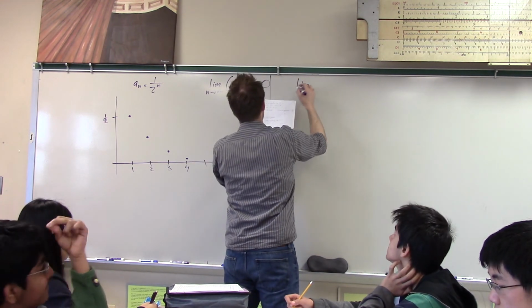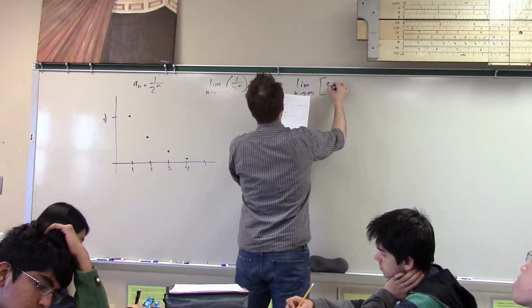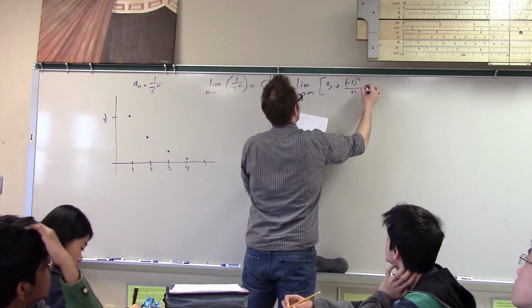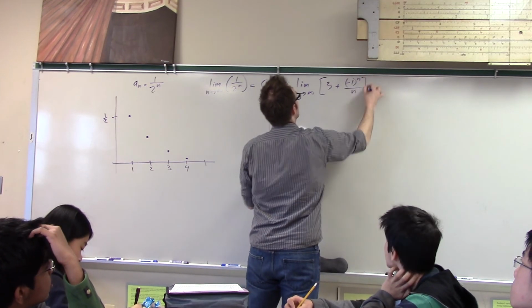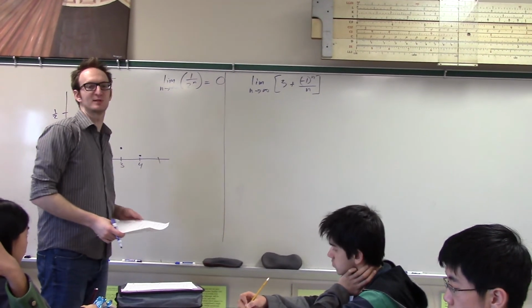So let's take the limit as n goes to infinity of 3 plus -1 to the n over n. Okay, take 5 seconds and think about that, and please give me a conjecture of what you think this limit is.